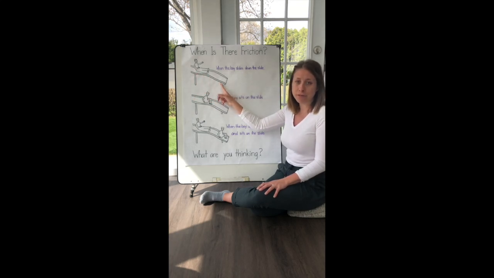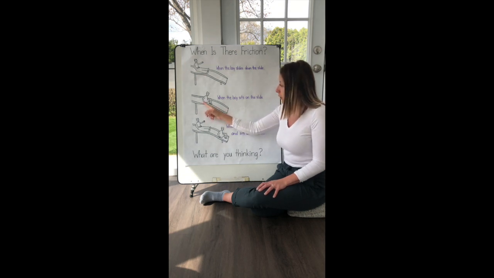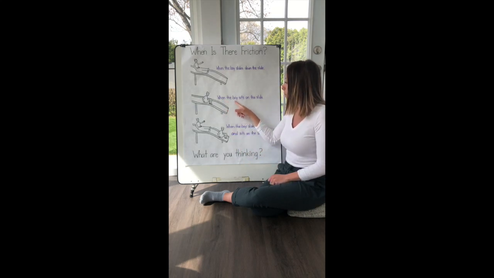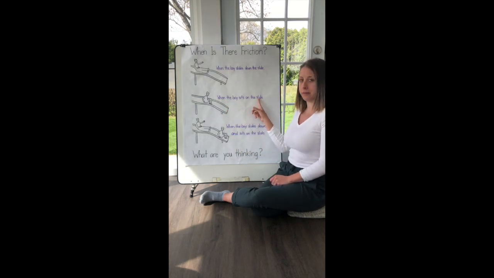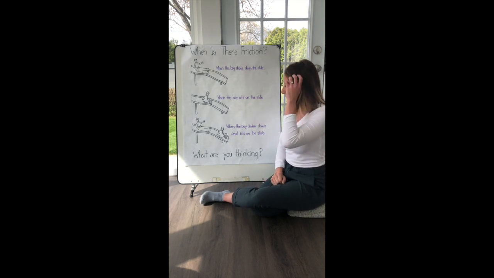And the description for this drawing is when the boy slides down the slide. Okay? The second picture is a boy, and you could see he has his knees bent, so his feet are on the slide. Okay? And it says when the boy sits on the slide. So think about that. I know you guys have all sat with your feet on the slide before.